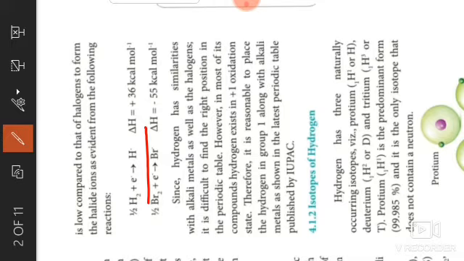What is the halogen group? That is the 17th group element. What are halogens? Fluorine, chlorine, bromine, iodine. That is called halogen. So it is difficult to find the right position for hydrogen in the periodic table.